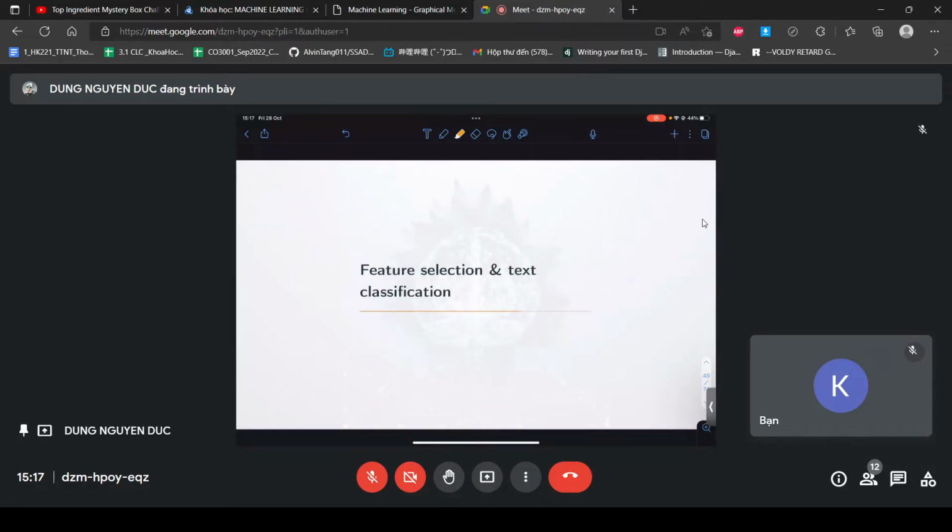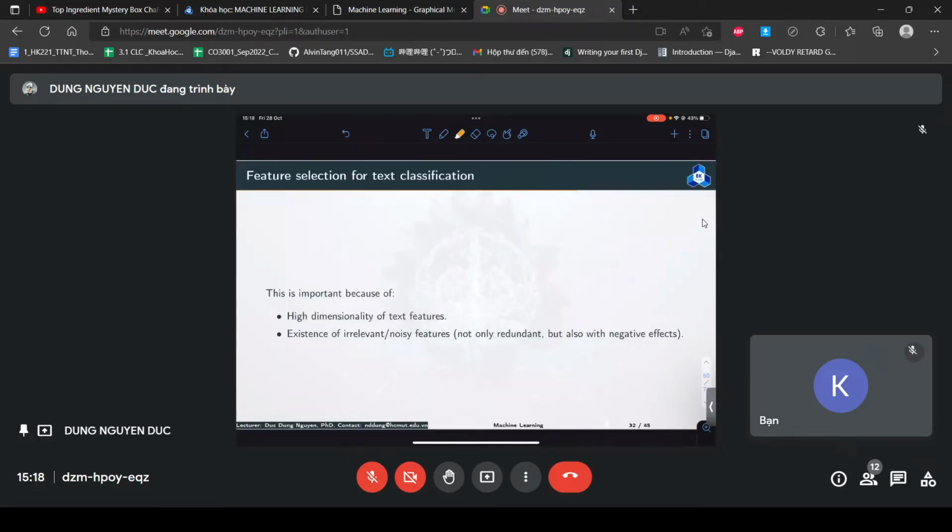There are some applications of feature selection and text classification that you may want to take a look at. I'm going to go quickly on this part because it's very simple and not so many people are using this technique nowadays. It's something outdated, but I'm keeping this slide because of the history of the course.